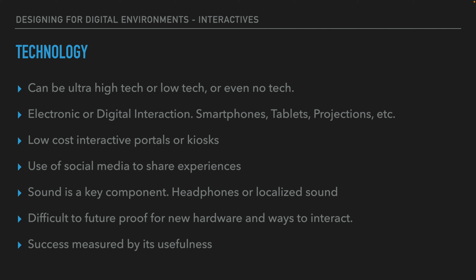When we start looking at technology, you can have an ultra high tech solution and it can fail. You can have an ultra low tech or no tech solution and it can be super successful, because success is measured by the usefulness of it. If we can't use something, then we have a problem with it. People aren't going to use it, they're not going to experience it, it's a waste of money. So as we think about what technology we're using, keep all of that in mind. Is it going to drive the end decision? That's going to depend on the situation.